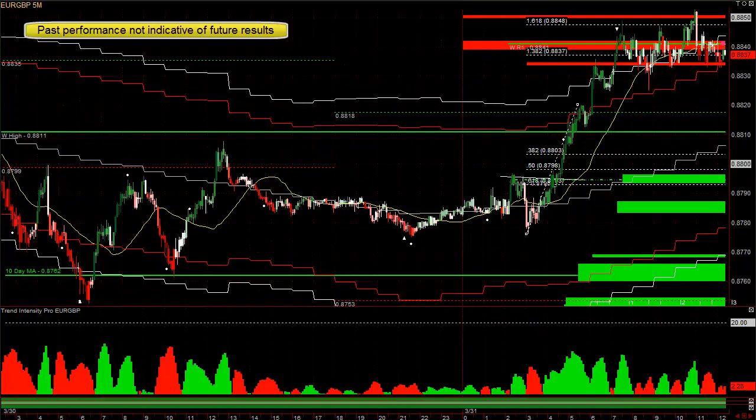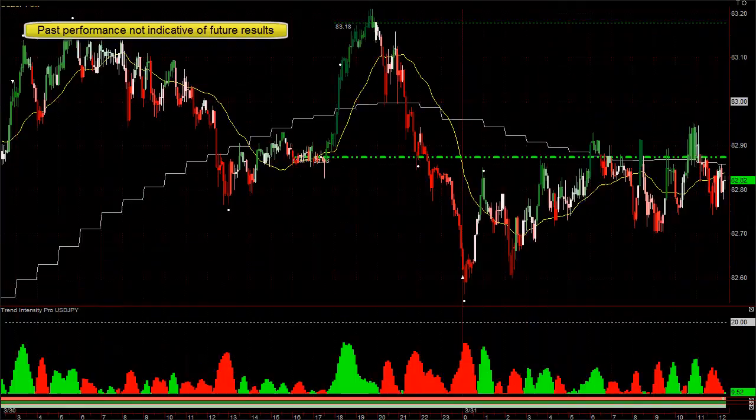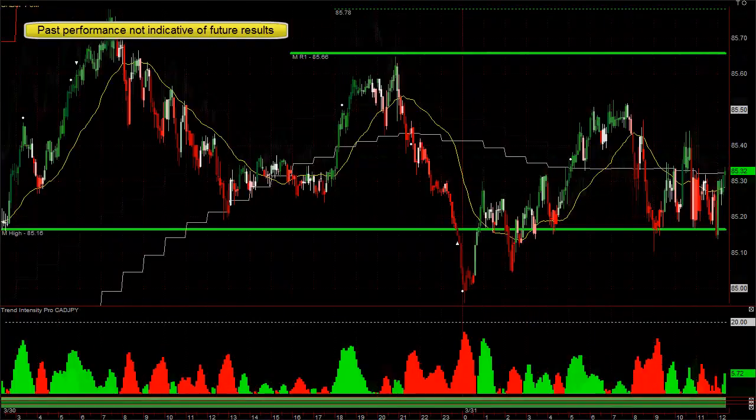I'm just seeing if there's any other fib levels or targets that got hit. So a pretty dead day against most of the other pairs.